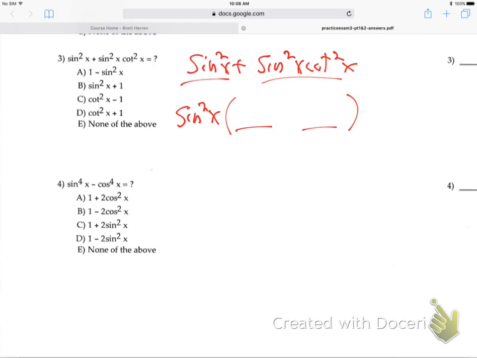There'll be two things in here with a plus sign, and this times this will go back to this, and this times this will go back to this. Do you know what I mean? Remember factoring from your algebra days? So sine squared times what will go back to sine squared? Well, just 1. Sine squared times 1 is sine squared, huh? And sine squared times what goes back to sine squared cotan squared? Well, cotan squared. Good so far? Are we happy?